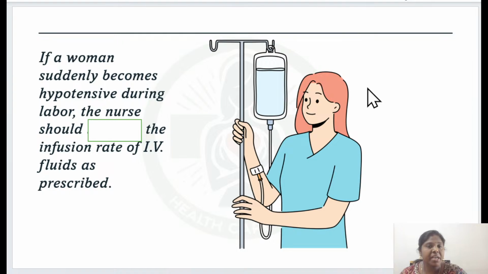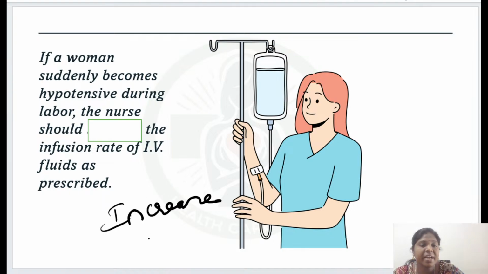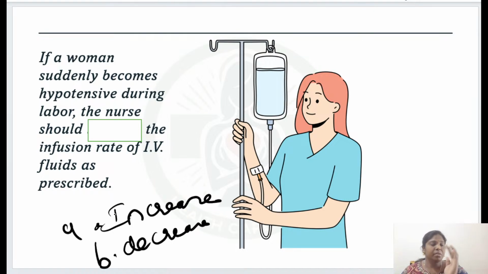If a woman suddenly becomes hypotensive during labor, the nurse should dash the infusion rate of the IV infusion as prescribed. When the woman is in hypotension, are you going to increase the IV fluids or decrease the rate of IV fluids? Tell me, option A, option B. Yes, we are going to increase the IV fluids to the mother.